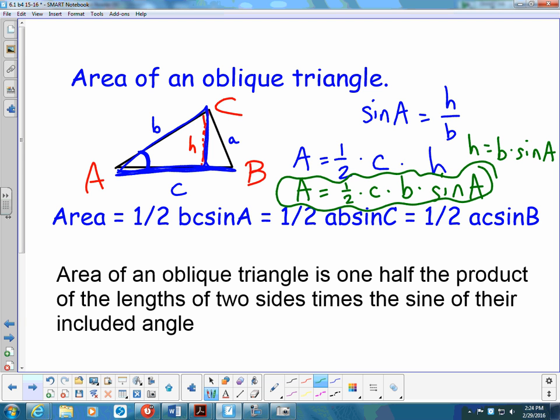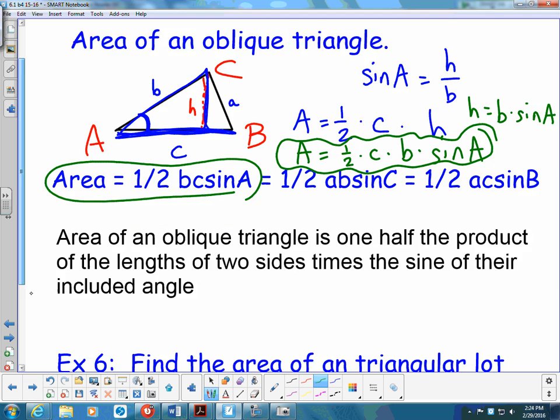So there's our formula for the area of this triangle. Half the base times the height, but we were able to finagle the height and write it in terms of B and sine of A. So that's what we have right here. Area is 1/2 B times C times the sine of A. Multiplication is commutative, that's okay. But what if we were trying to rearrange this formula? It could be 1/2 A times B times the sine of C, or 1/2 A times C times the sine of B. So it doesn't have to be angle A that you're given.